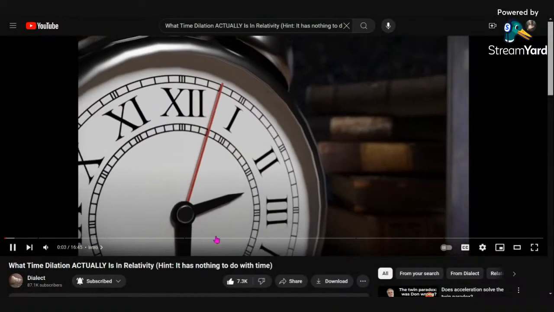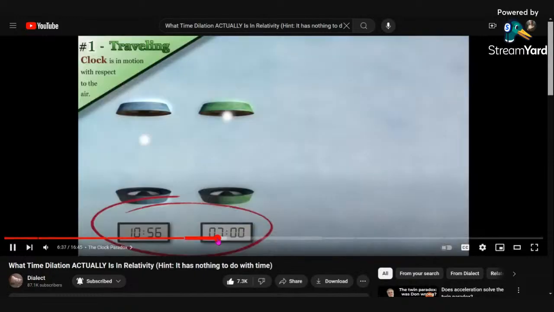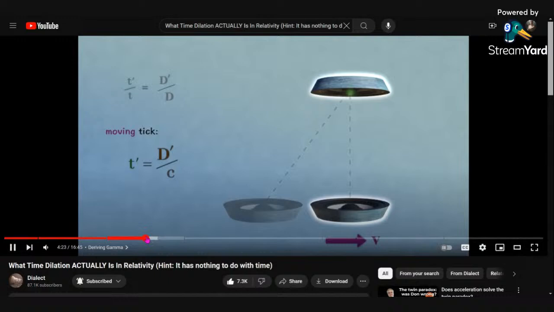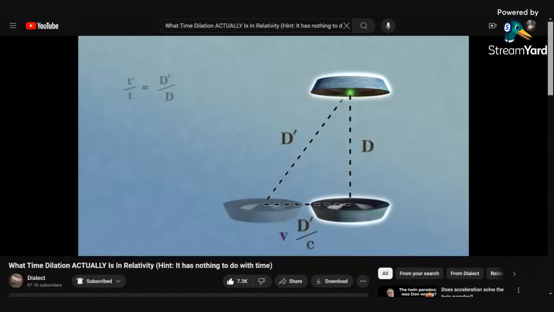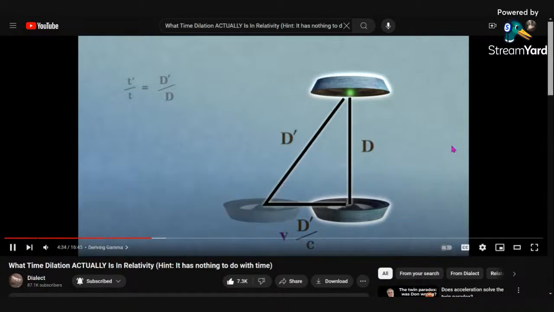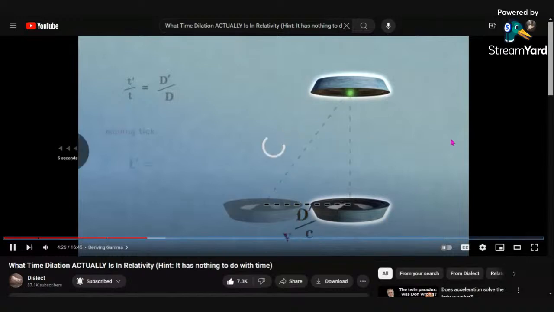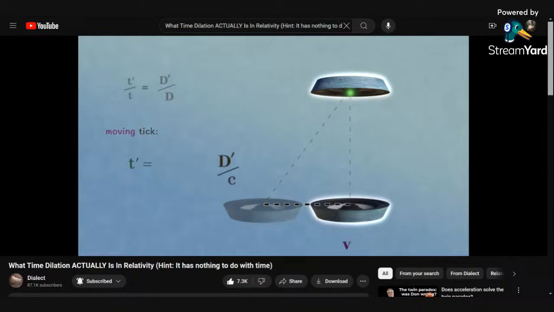Let's consider the second case. The clock itself will have traversed a distance v times d prime over c. We can now see that d prime, and v times d prime over c all form a right triangle.